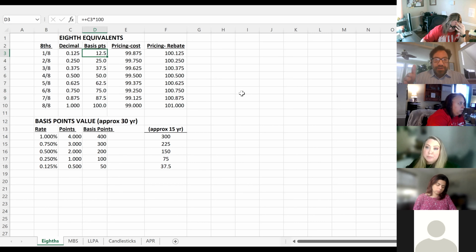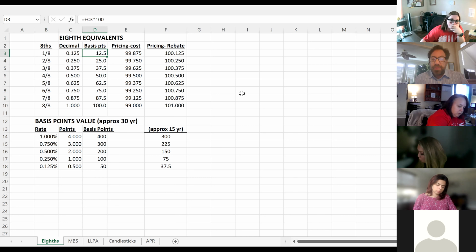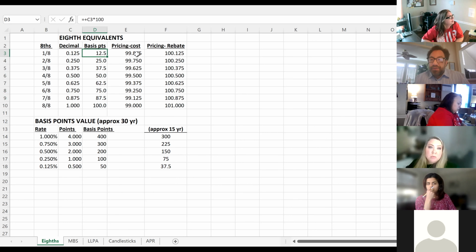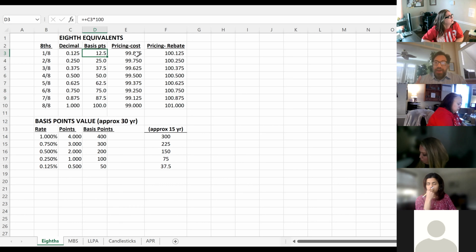So you just carry the decimal out 2 more places, and it's just easier, instead of us saying it's 0.00125 of your loan, we just say it's 12.5 basis points. Okay, now it gets confusing with pricing, when you have both above par and below par.